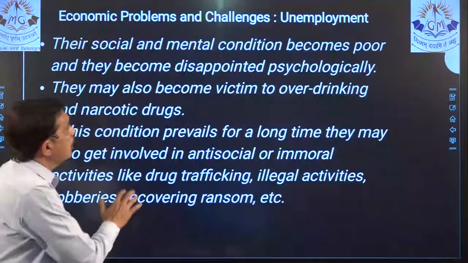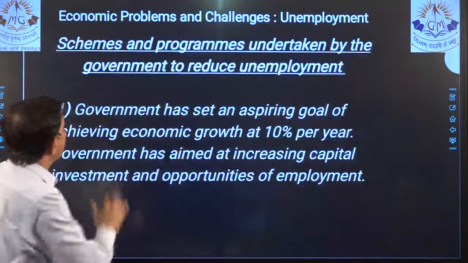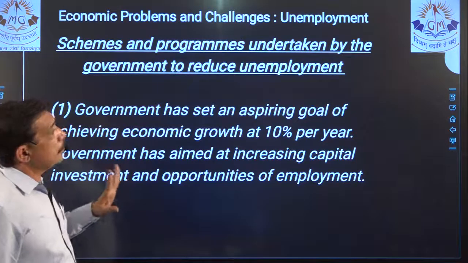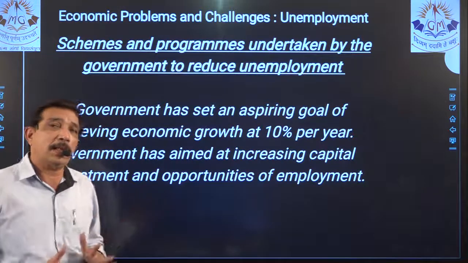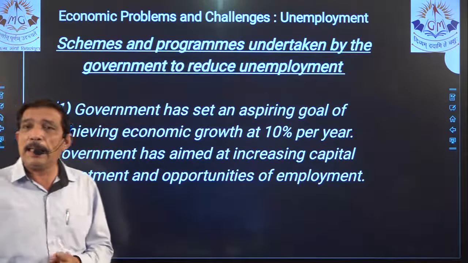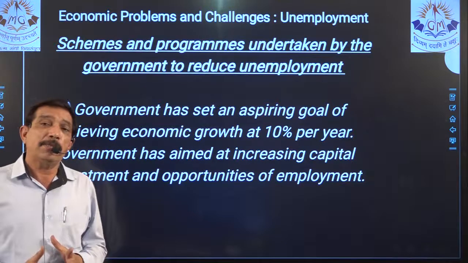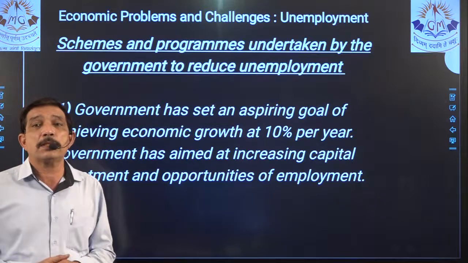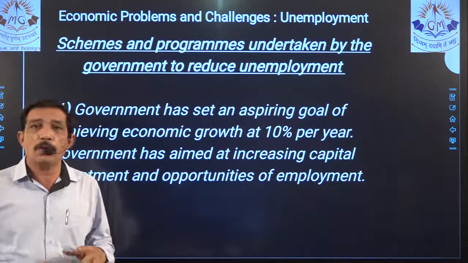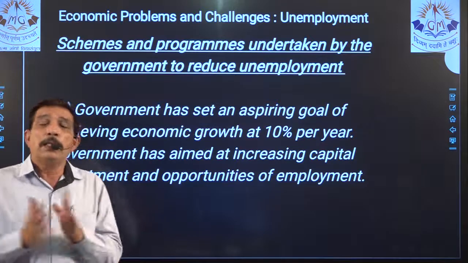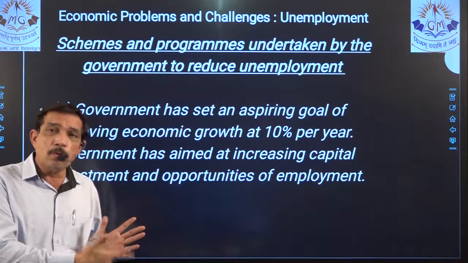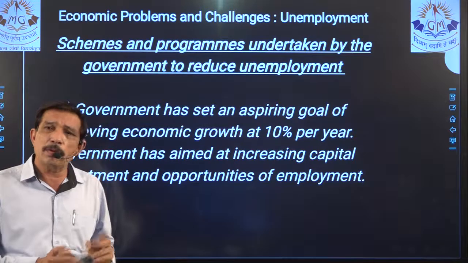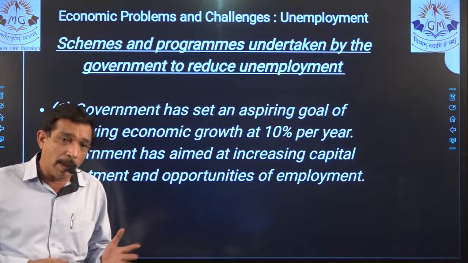So this is a 3-mark question. Schemes and programs undertaken by the government to reduce unemployment. Now if schemes are there, then depending upon the length and the detailed explanation of that scheme, you got to know whether this is a 2-mark or 3-mark question, or 2 questions of 2 marks can be clubbed together because they have 3 points each. So 6 points together, but that will give you 2 marks.